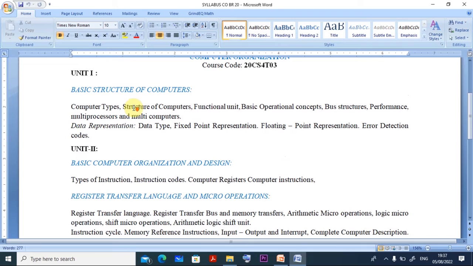If you see here, unit 1 covers computer types, structure of computers, the functional units, basic operational concepts, the bus structures, performance, microprocessors and multi-computers. So this is part 1 of unit 1. Then data representation like the data type, fixed point representation, floating point representations, error detection and codes. So these are the things coming under unit 1 which we will be covering today.